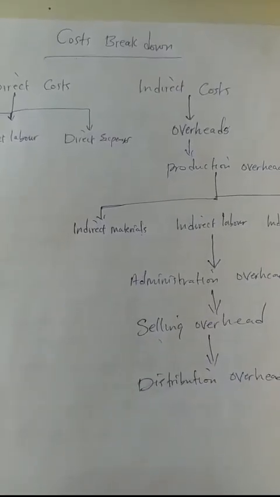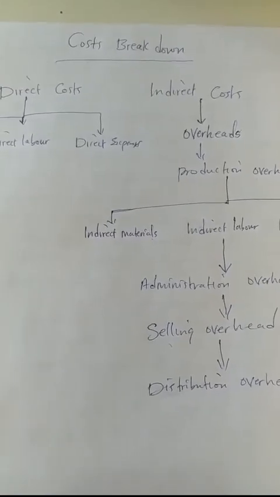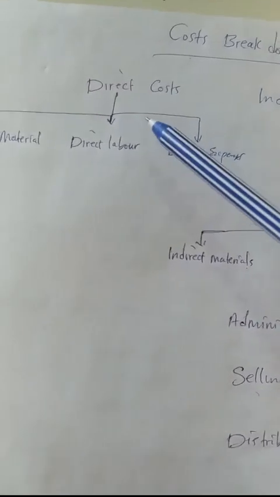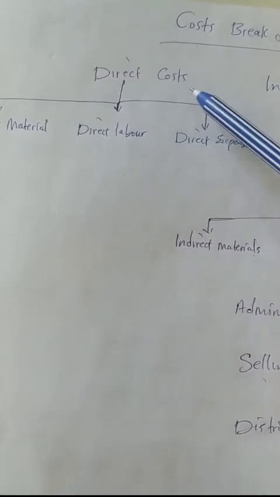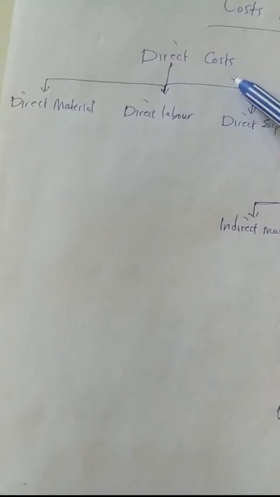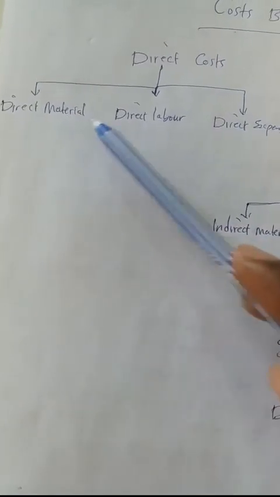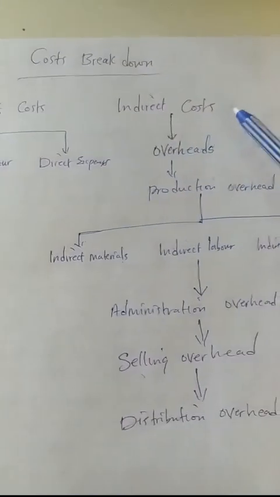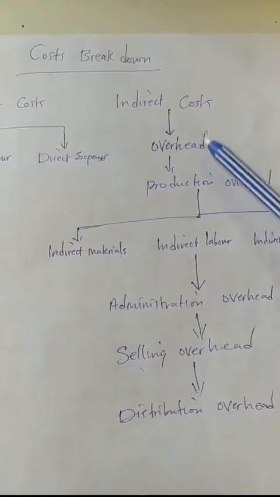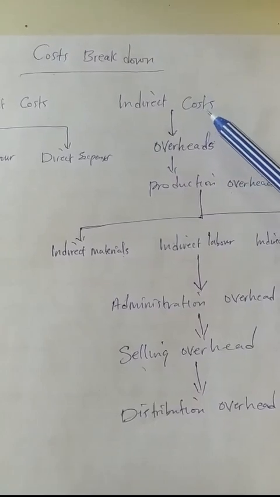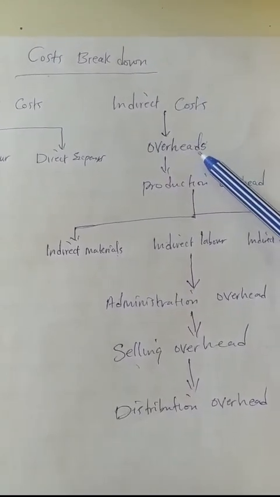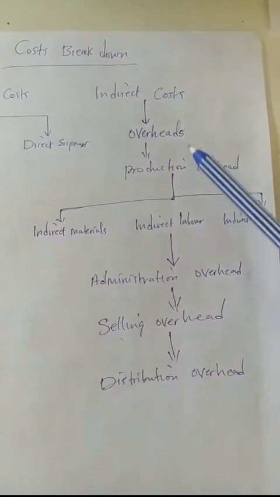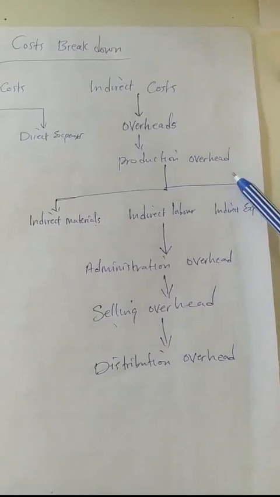Okay, so all this while you realize that we've been talking about this cost breakdown. We went to direct costs. Under direct costs we have direct material, direct labor, direct expenses. And then under indirect costs we have overheads. In fact, indirect costs, the other term you can just use is overheads. Okay, overheads are the same as indirect costs. And then we have types of overheads, which comes to production overheads.